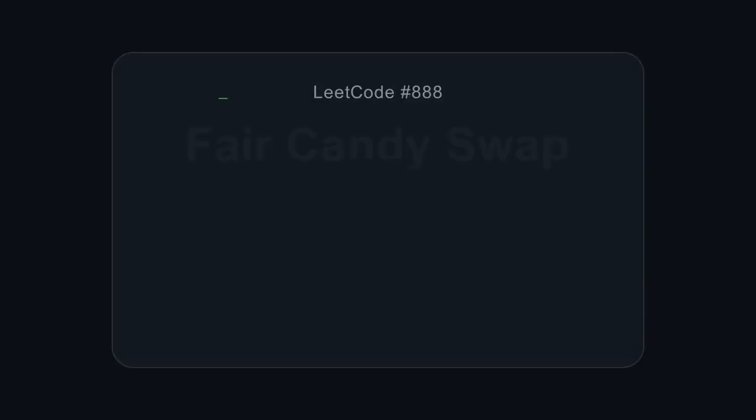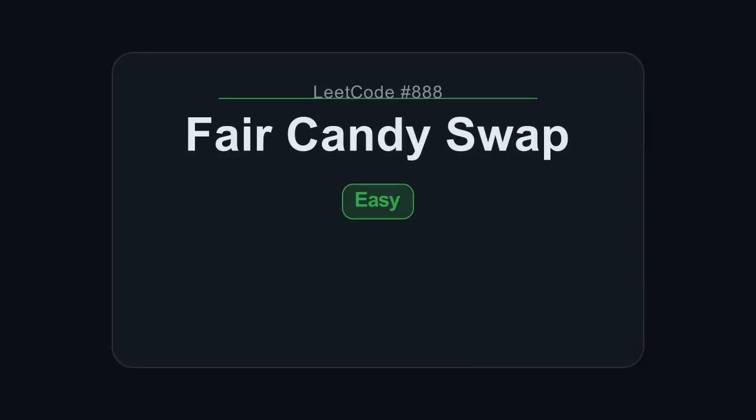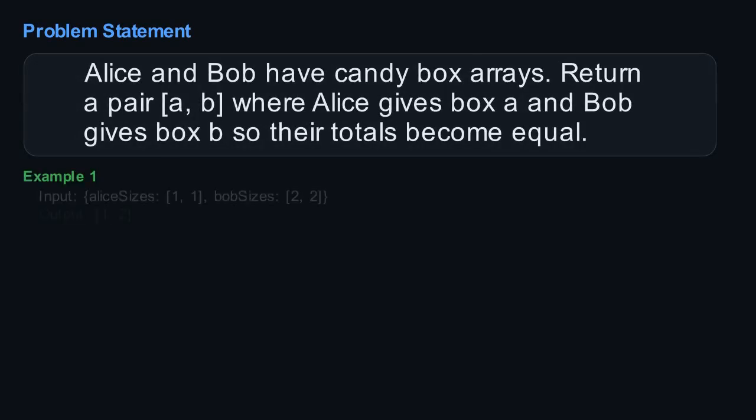Today's problem involves two friends, Alice and Bob, and their candy. They want to make a single swap to make their total candy amounts equal. Take a moment to think, what would you do to figure out which candies to swap? Alright, let's break down the fair candy swap problem.